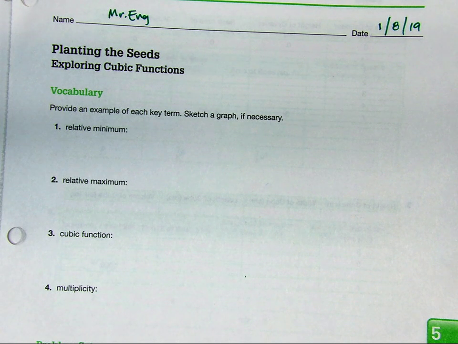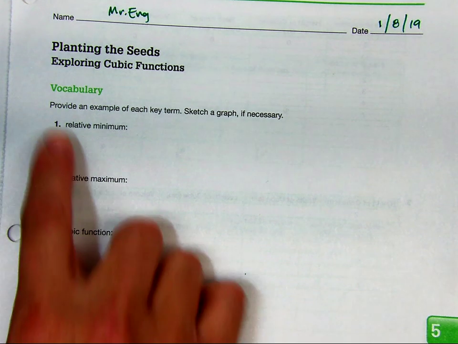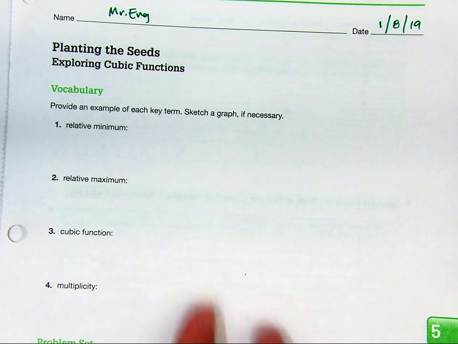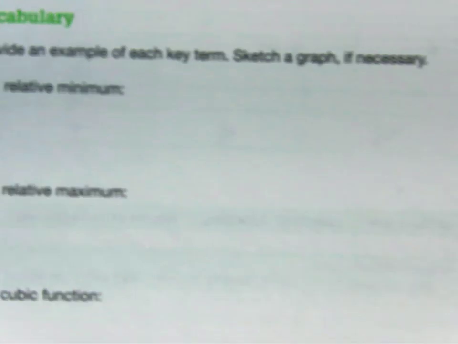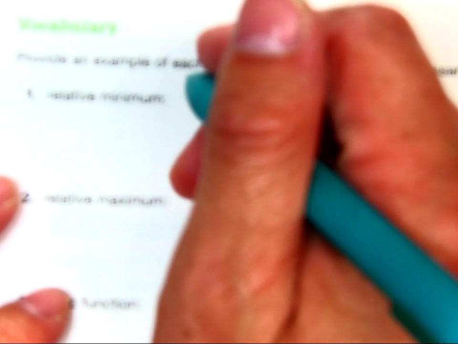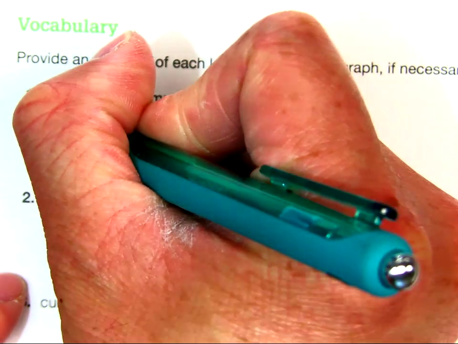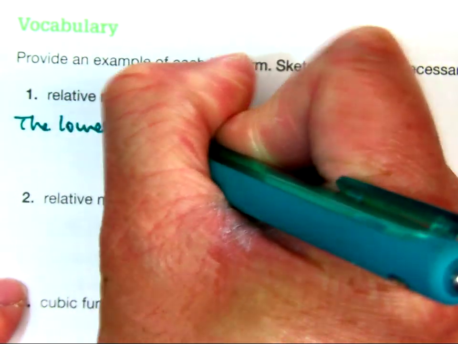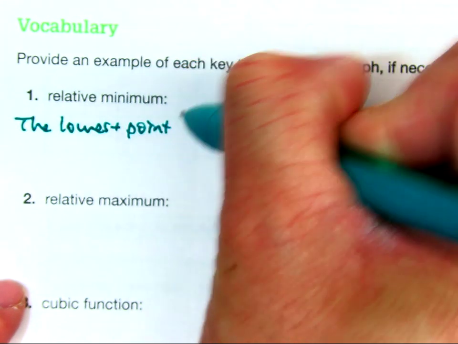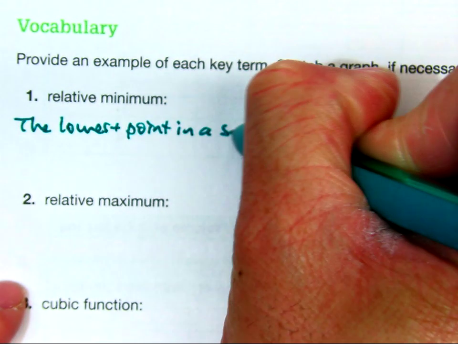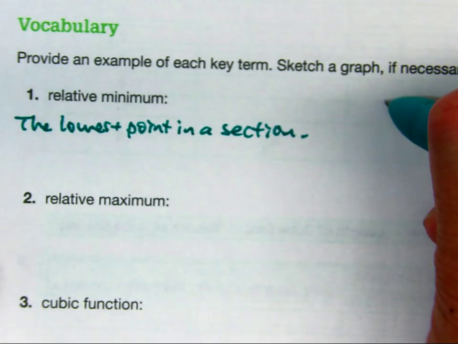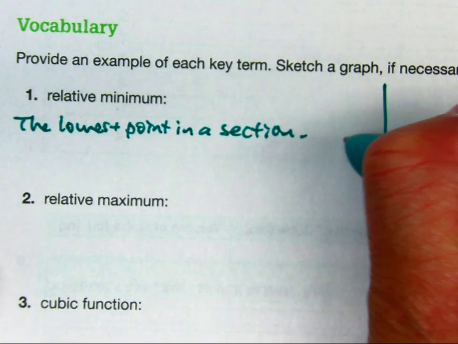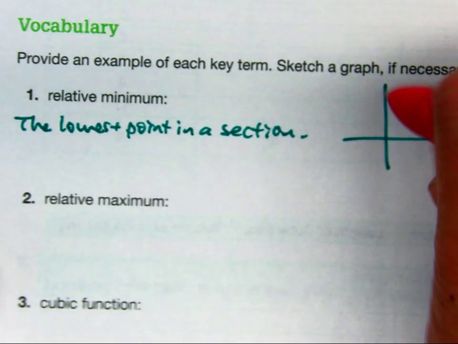Alright, let's go over these. Provide an example for each term and then sketch a graph. How would I define the relative minimum? You could say the lowest point in a section or area. For example, if you drew a graph, it looks something like this.